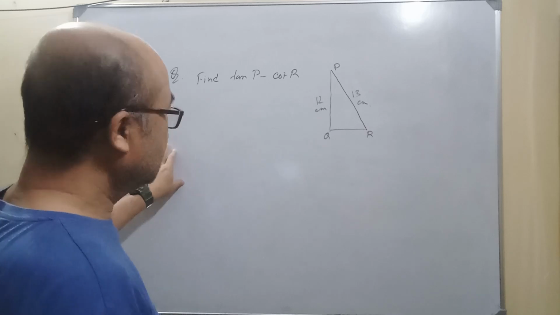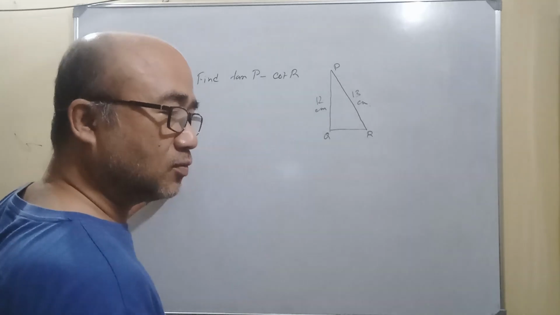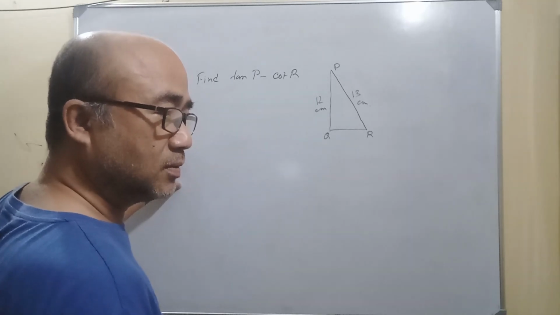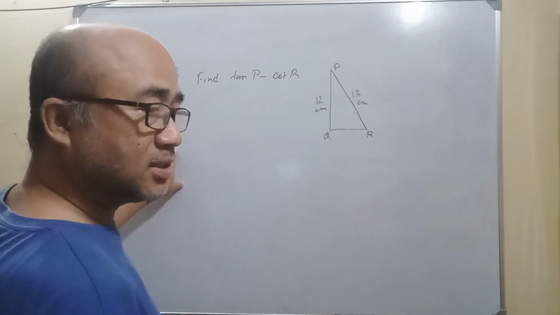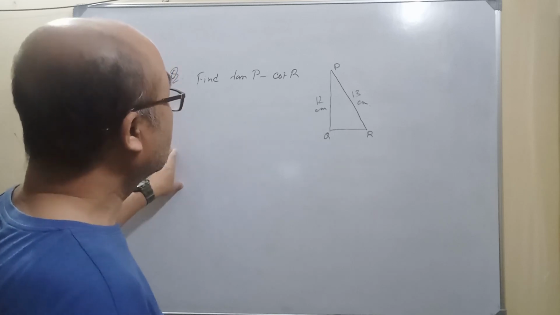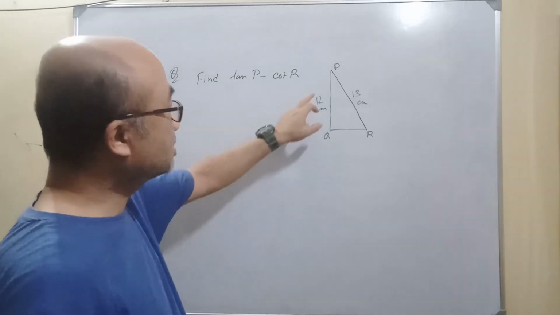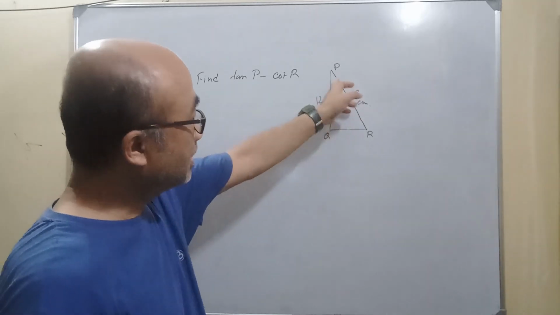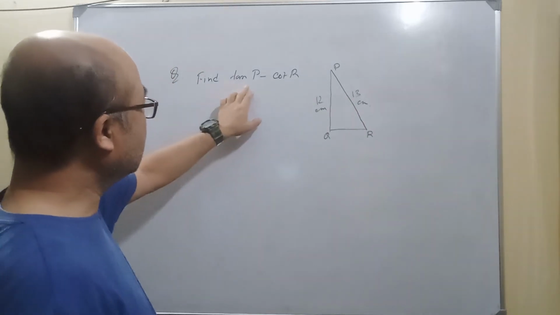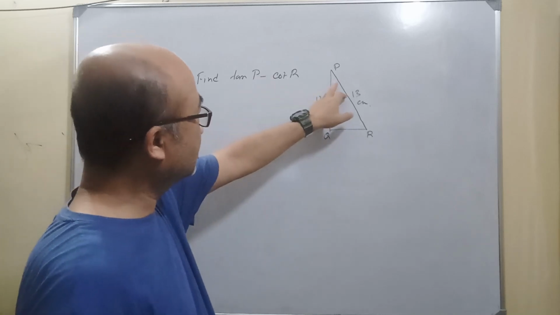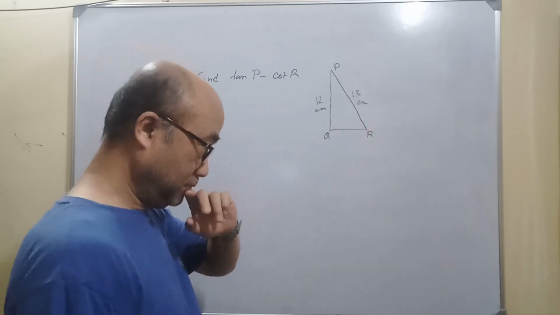This is a question from exercise 8.1, question number 2. Find tan P minus cot R. We have a right angle triangle, and this side is 12 cm and this side is 13 cm. It is given, and we have to find tan P minus cot R: tangent of this angle minus cotangent of this angle.